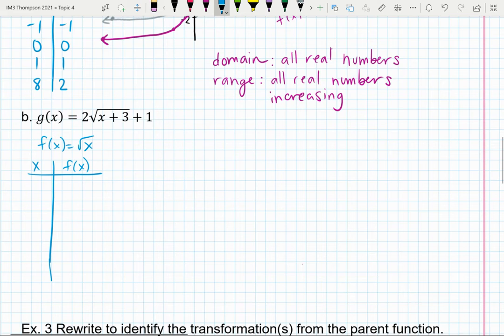So I want numbers that I can take the square root of. If I try -1, I get something that's imaginary. If I try 0, I get 0. If I try 1, I get 1. If I take 4, I get 2. If I try 9, I get 3. That's just for the parent function.